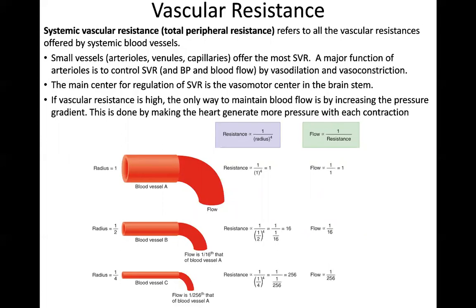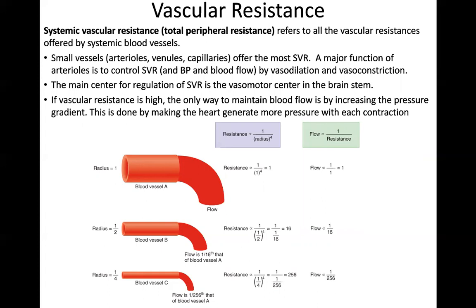Another term for systemic vascular resistance is total peripheral resistance. Abbreviations for those are SVR, which you see here a couple different times. SVR is short for systemic vascular resistance. You also see TPR, total peripheral resistance. It's just all vascular resistances offered by systemic blood vessels. The smaller the vessel, the more resistance it has. So your smallest vessels, your capillaries, your venules, your arterioles, offer the most SVR.